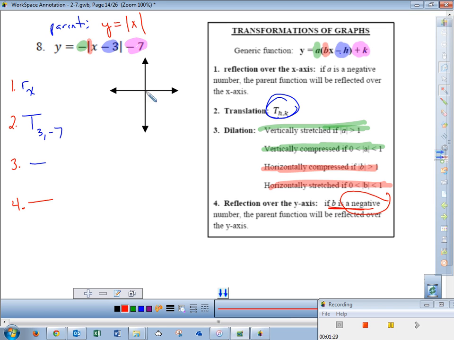We start at 0, 0 for our vertex, correct? And you need to think, should this open up or should this open down? Down, based on step 1, correct? Where did the vertex move to? 3 units right and 7 units down. Rough sketch, put that ordered pair in there.